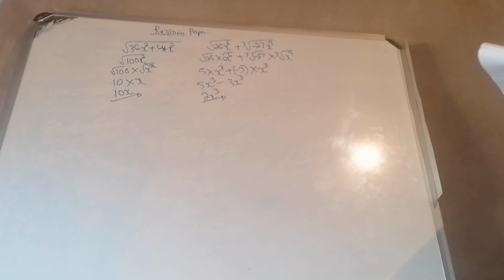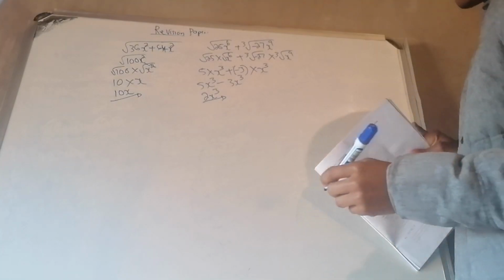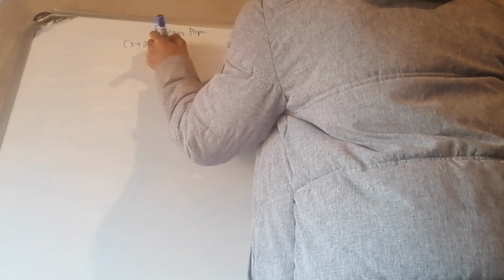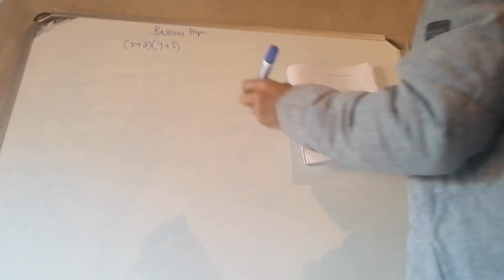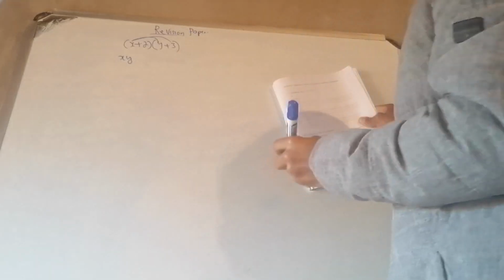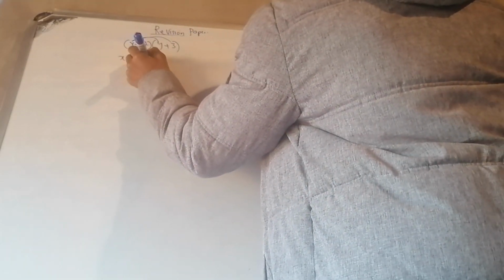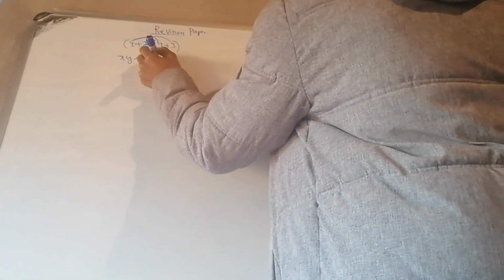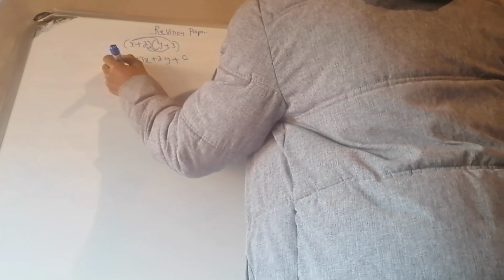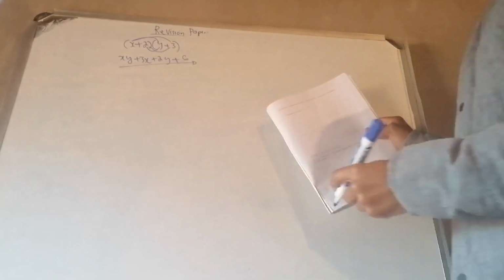How do you remove the brackets? We simplify the following: (x + 2)(y + 3). Now simplify: x times y is xy, x times 3 is 3x, 2 times y is 2y, 2 times 3 is positive 6. And then you are done.